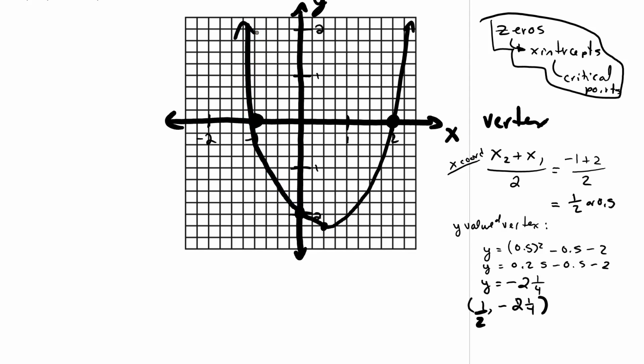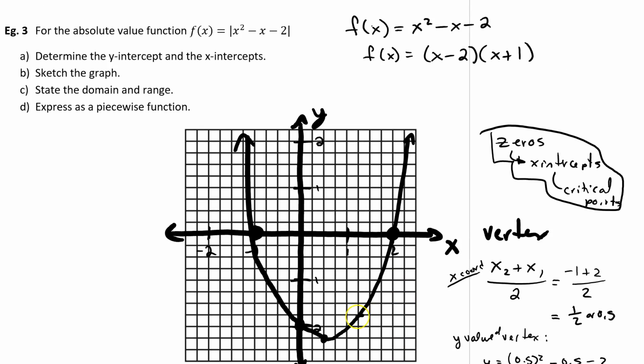Just like that. So this right here is our parent function: f of x, y equals x squared minus x minus 2. But let's use what we know of absolute value functions to graph. So I know that here are my critical points, and anything that's above the x-axis is the same. So that will be like this.